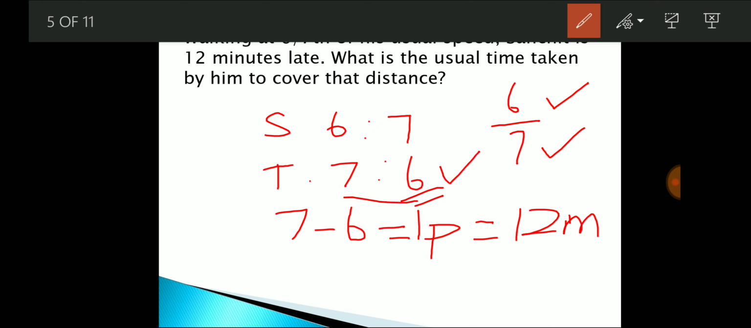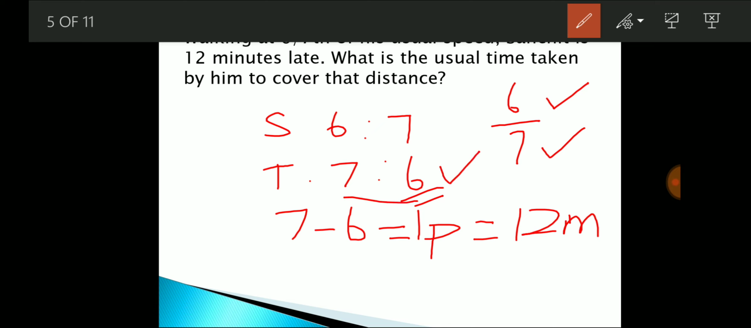Next question. A child while going to school one day reduces his speed to 4/5 of his usual speed and reaches school, but he or she is 15 minutes late. What is his or her usual speed? So very similar question to the previous one. Speed is in the ratio 4 is to 5. Then the time taken will be in the ratio 5 is to 4.